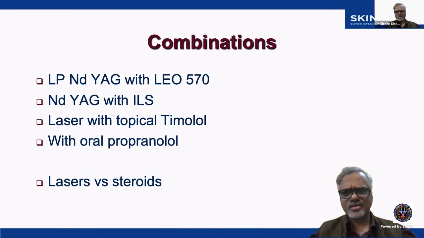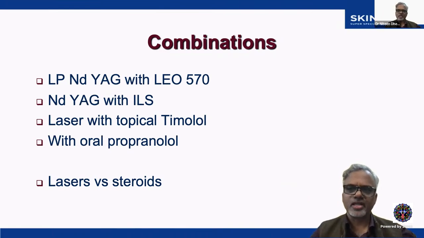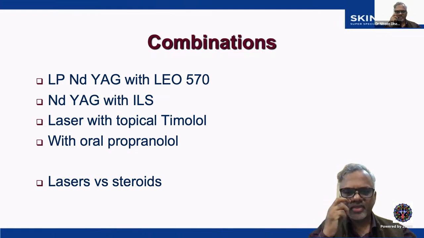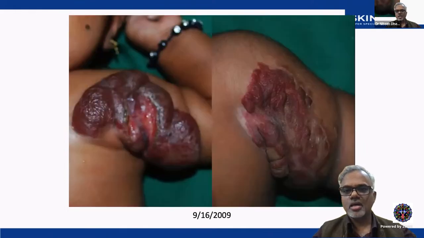Combinations: you can use a very deep-penetrating long-pulse Nd:YAG with a superficial vascular laser together. You can use this vascular laser with Kenacort, an intralesional steroid. You can use the laser with topical timolol and oral propranolol, or combine the laser with oral steroids. So there are various combinations. This is an ulcerated hemangioma affecting the joint and its mobility. Here, it was treated with the laser and steroid.